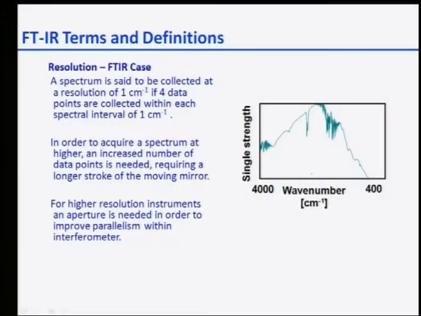There is another thing you also need to know. A spectrum is collected in an FTIR at a resolution of 1 centimeter inverse if 4 data points are collected within each spectral interval of 1 centimeter inverse. This is how the resolution is set in a machine. So in order to acquire a spectrum at a very high resolution, an increased number of data points is required. That means the longest route of the moving mirror, which we will show you when I discuss the FTIR instrument. High resolution instruments also require an aperture because you need to improve the parallelism of the interferometer which is used in FTIR.